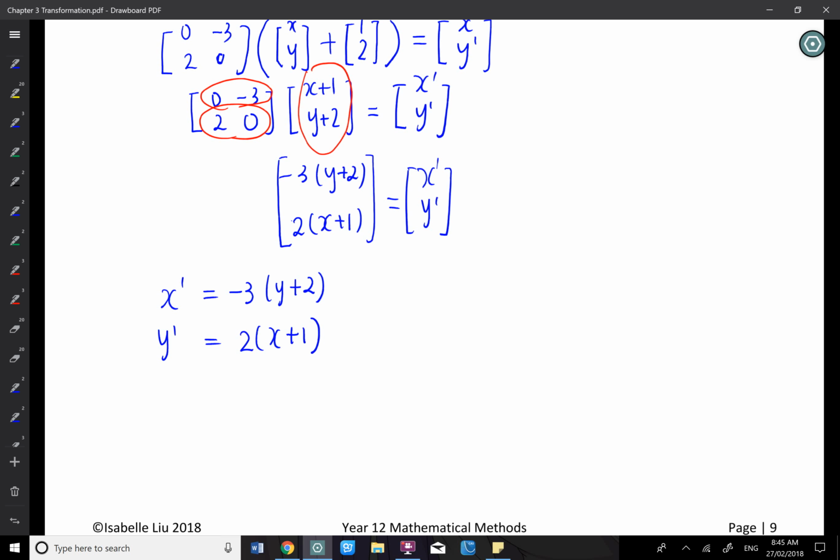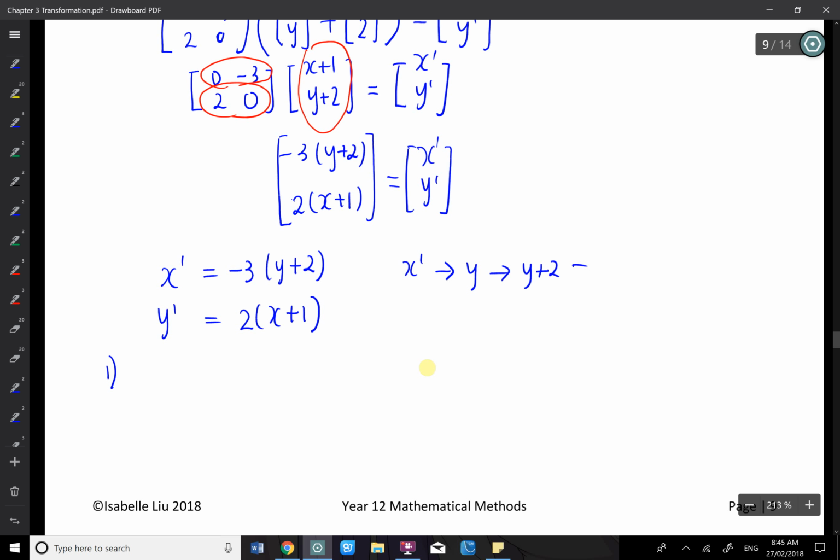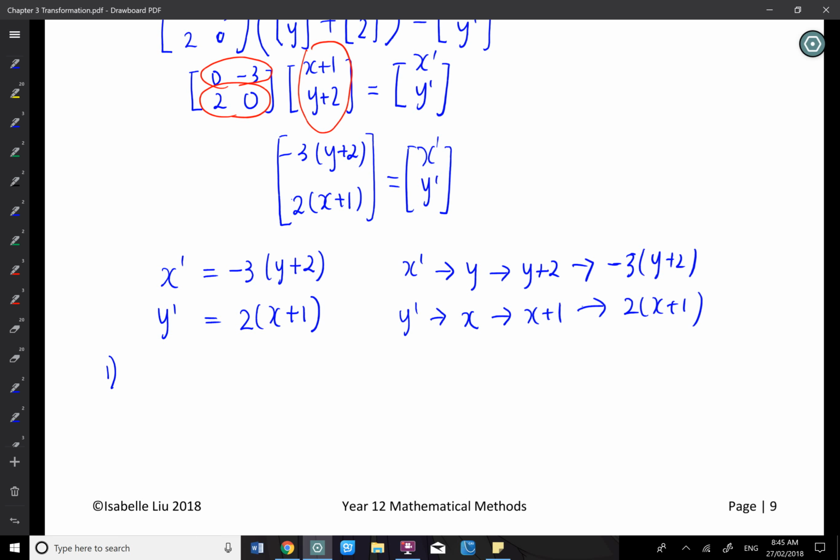So if I ask you to describe this, what I can say is, the first thing that happens is make x become y, make y become x. That can be the first step. So x dash first becomes y, and then becomes y plus 2, and then becomes -3y plus 2. That can be how it changed. And then y dash can first become x, and then x plus 1, and then 2x plus 1. Or you can expand it if you want. That will be like the other translation factor.